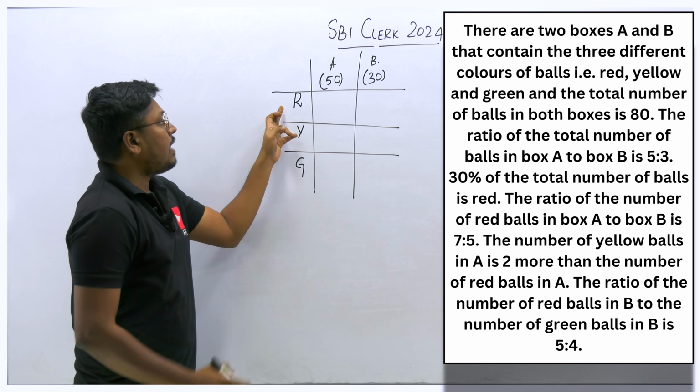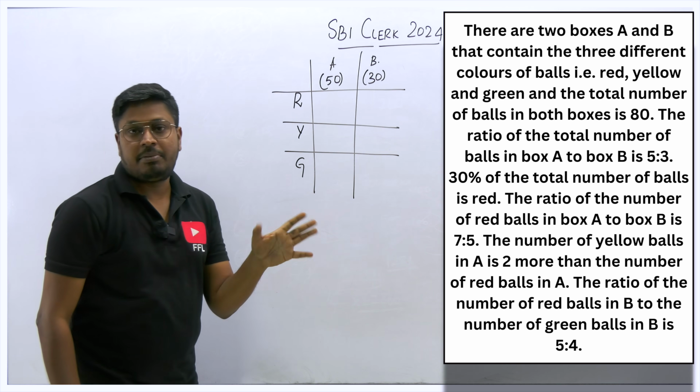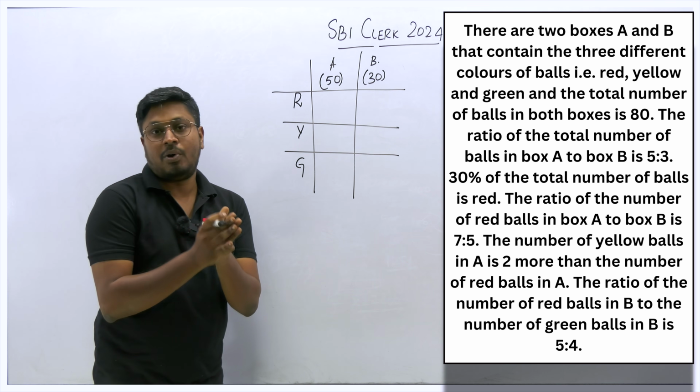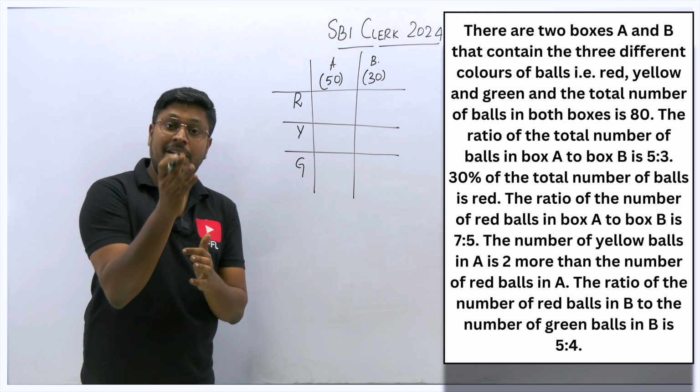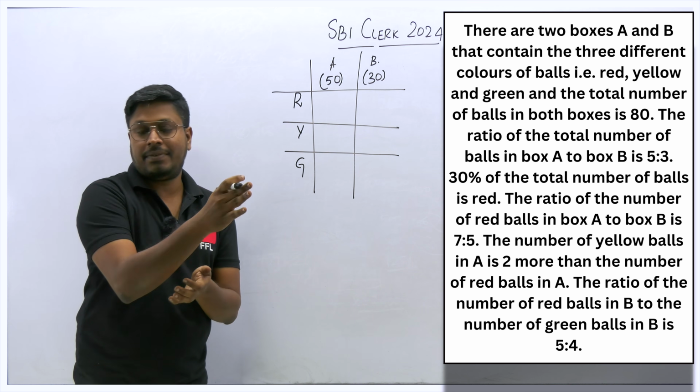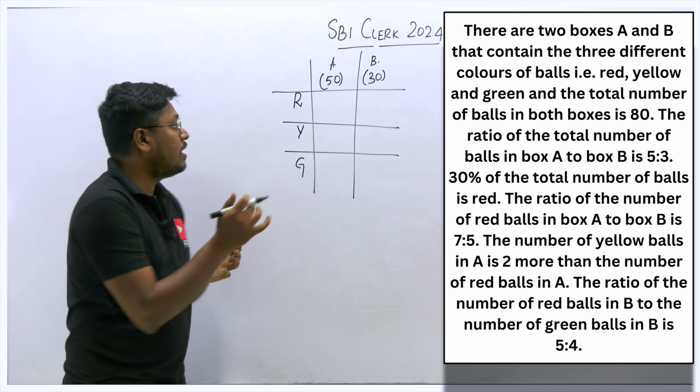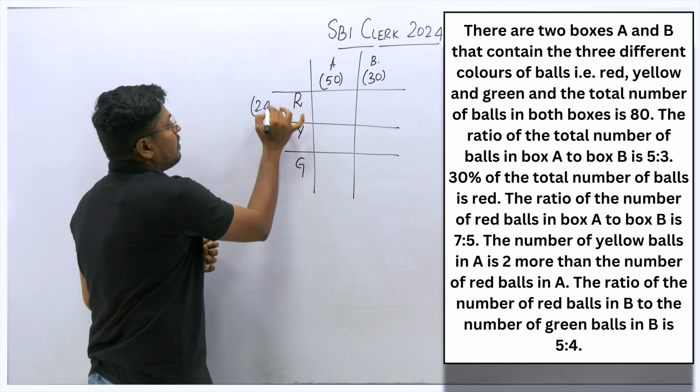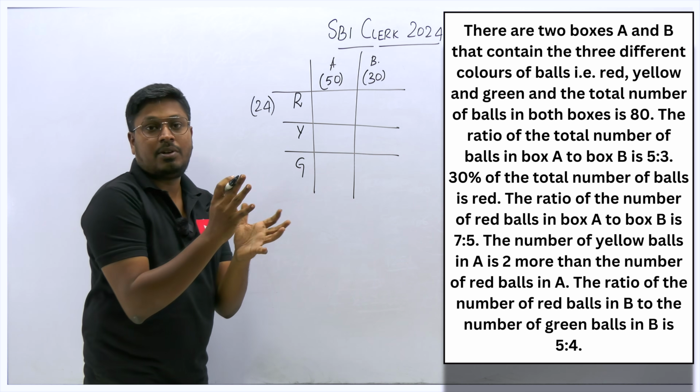So the red color has 30% of the total number of balls. So we know the total number of balls will be 80. Out of 80 we need to find what is 30%. Out of 80, 30% will be 24. So 24 will be the total number of balls of red color.